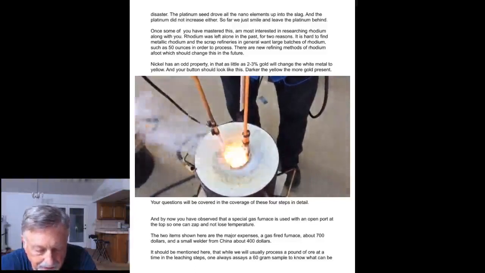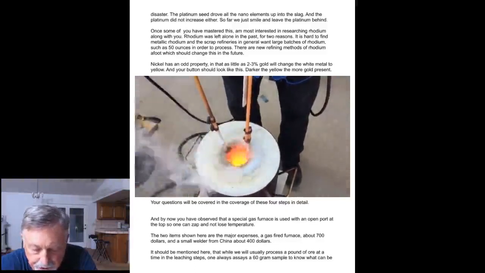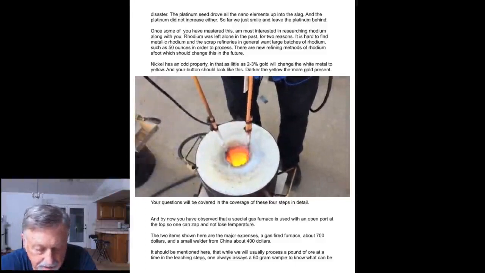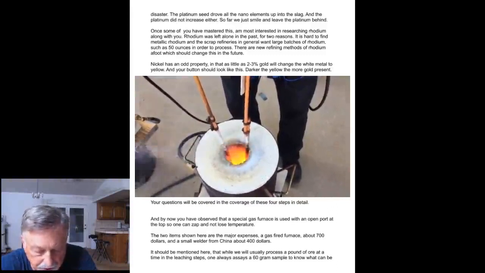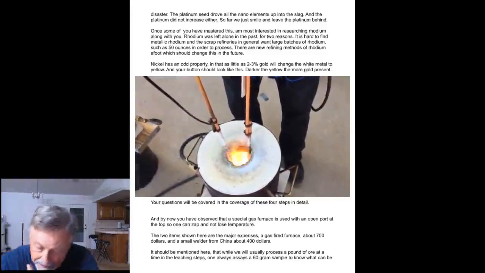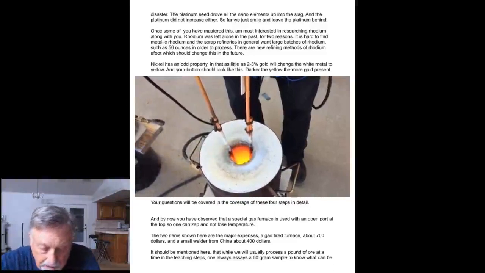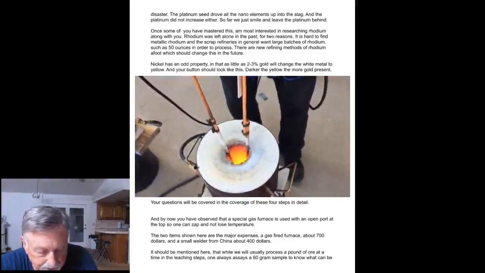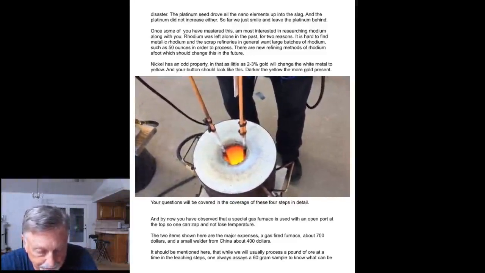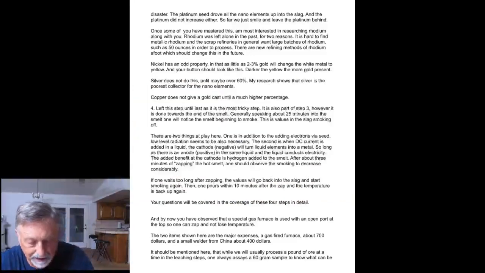After about 3 minutes of zapping in the hot smelt, one should observe the smoking to decrease considerably. If one waits too long after zapping, the values go back into the slag and start smoking again. So then one pours within 10 minutes after the zap, and the temperature is back up again. Your questions will be covered in the coverage of these 4 steps in detail.